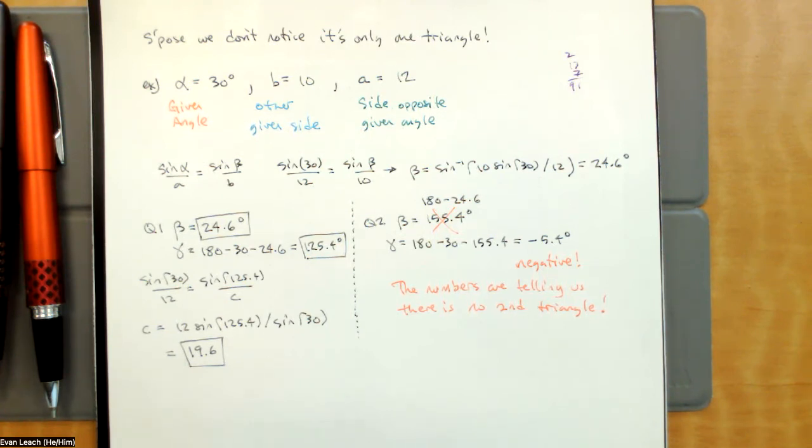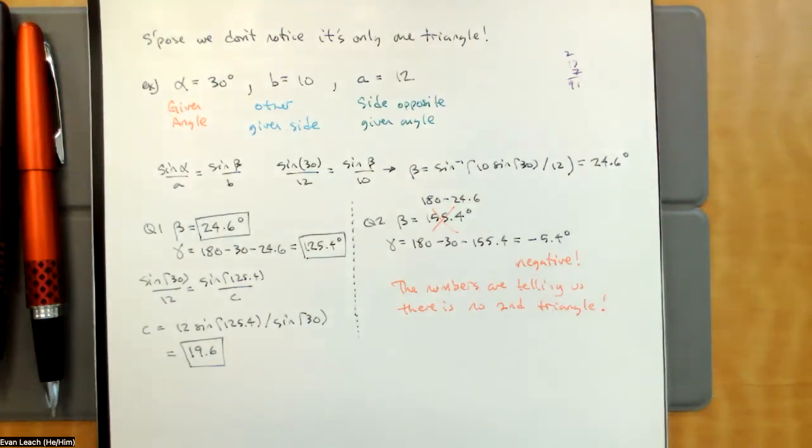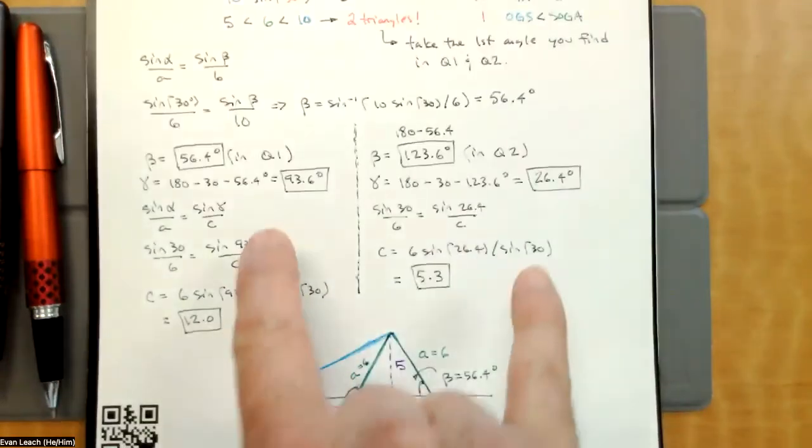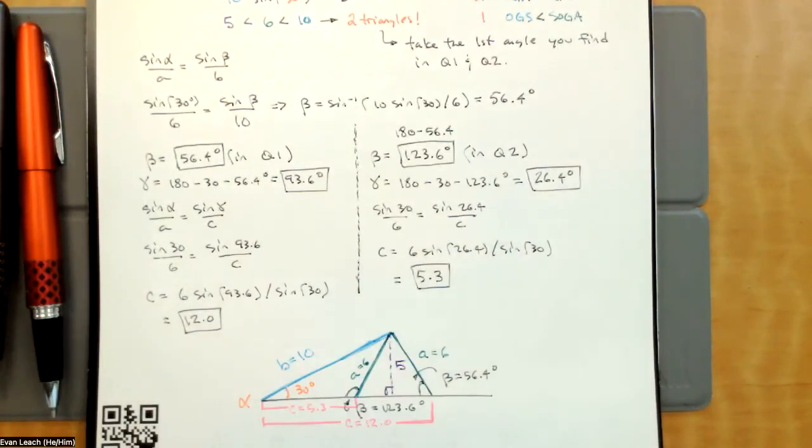So this is the great thing about the ambiguous case of the law of sines. You have to be aware when you are in this situation. And you just take that first angle you find and put it in the second quadrant. If it's only going to be one triangle, the numbers will let you know that it's only one triangle. If there's going to be two triangles, the numbers will let you know that there's two triangles available, because you'll be able to continue.